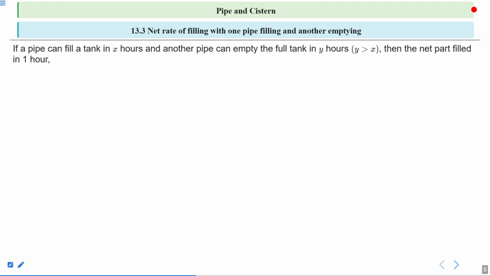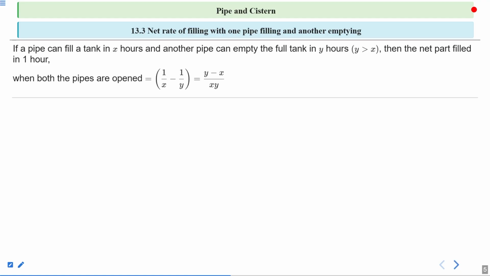Net rate of filling with one pipe filling and another emptying: if a pipe can fill a tank in X hours and another pipe can empty the full tank in Y hours, and Y is greater than X, then the net part filled in 1 hour when both pipes are opened is 1 upon X minus 1 upon Y, which equals Y minus X upon X into Y.